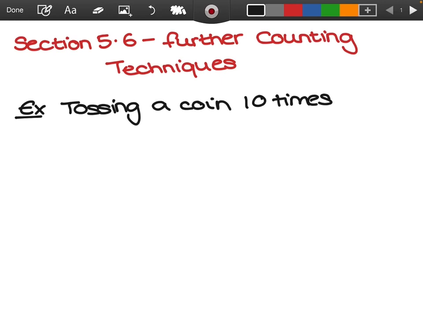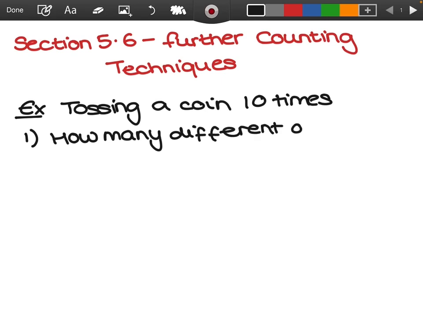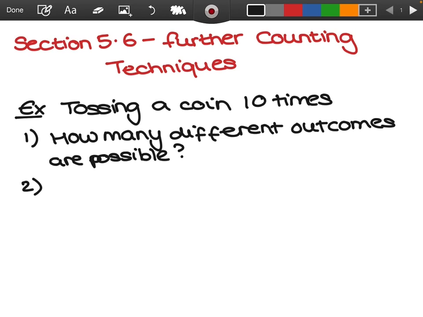And we're going to look at outcomes that involve heads and tails and a certain number of each. Okay. First problem that we're going to look at is how many different outcomes are possible. Okay, so that's asking how many different combinations can I have of heads and tails. Second problem is going to see exactly how many of those outcomes have exactly 4 heads.